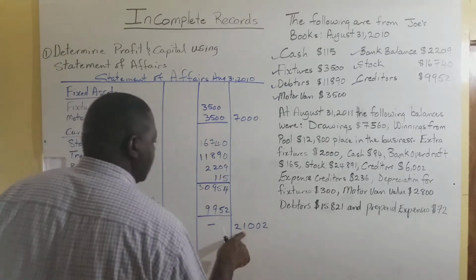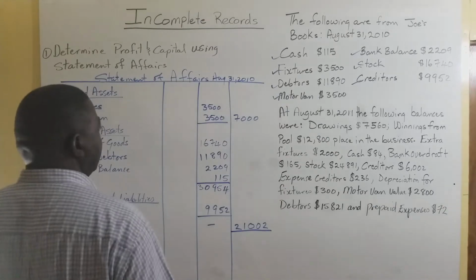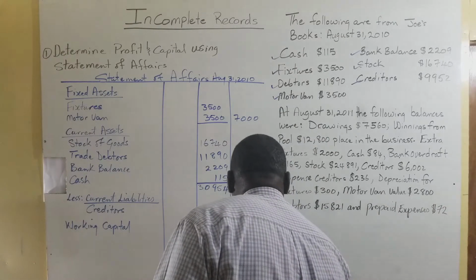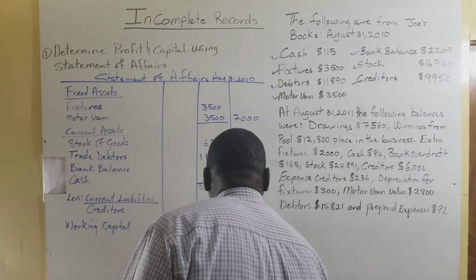So this is our working capital figure. We'll add the working capital figure to the total fixed assets. All right, so let's see what we get. This is still going to be 2, 0, 0, 7. This is going to be 8, and that's going to be 2.